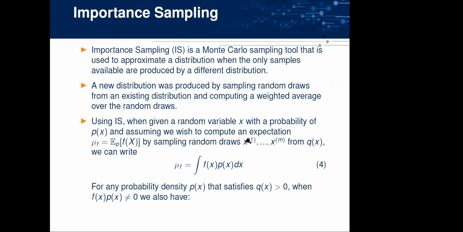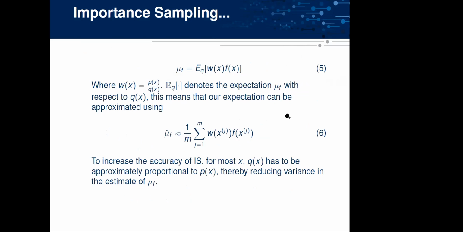The method we propose uses importance sampling, where importance sampling is a Monte Carlo sampling tool that is used to approximate a distribution when the only samples available are produced by a different distribution. So using this importance sampling method, we sampled a new distribution using random sampling draws from the original data that we had. I will explain further what I mean by this. And equation 5 and equation 6 are the ones that we use to improve the accuracy of importance sampling.